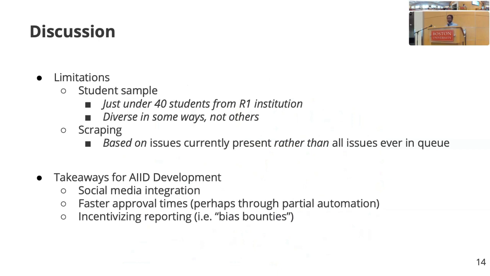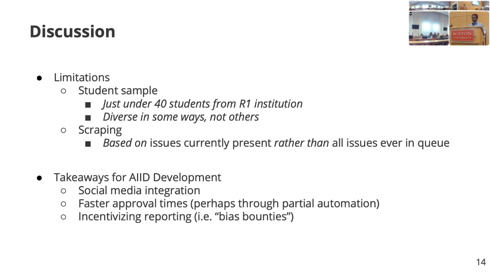First, regarding our limitations, we highlight that our student sample may not generalize, as it contained just under 40 students from an R1 institution that is diverse in some ways, but not in others. We therefore invite other institutions and organizations to attempt to reproduce the results with different samples. We also indicate that the scraping of AIID for supplementary analysis involved all issues that were currently present in the queue, rather than all issues ever present, which in turn could statistically bias our findings, if the issues present were somehow different than the typical issue that passes through the queue.